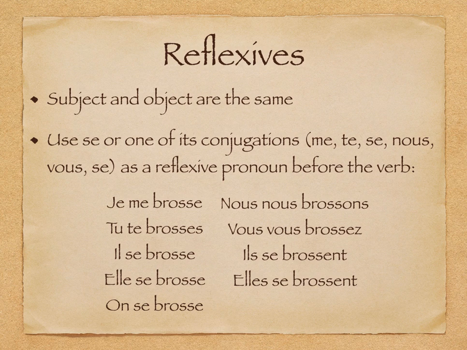Me, te, se, nous, vous, se. So we have here the conjugation of the verb se brosser for you to use as an example. Note that our se conjugates. Je becomes me, tu becomes te, il becomes se, so on and so forth, as well as the verb itself, conjugating like any regular ER verb would. We drop our ER and add our ER endings, E, ES, E, ONS, EZ, ENT. Je me brosse, tu te brosses, il se brosse, nous nous brossons, etc.